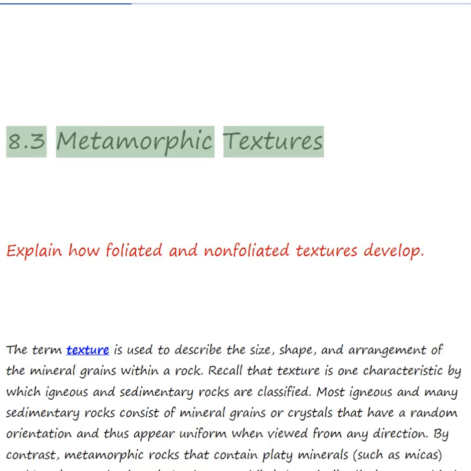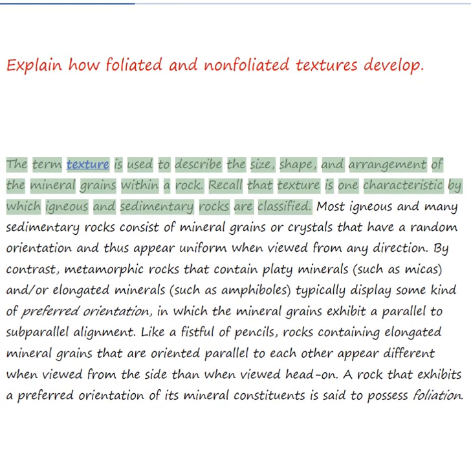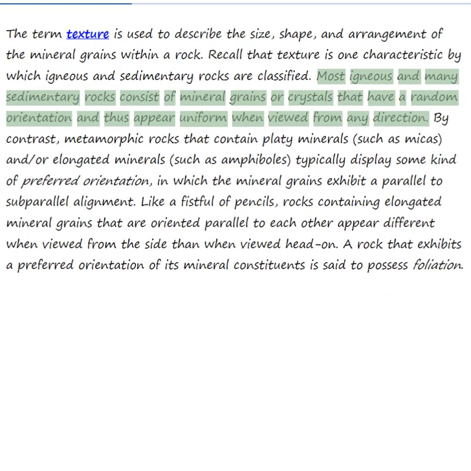8.3 Metamorphic textures. Explain how foliated and non-foliated textures develop. The term texture is used to describe the size, shape, and arrangement of the mineral grains within a rock. Recall that texture is one characteristic by which igneous and sedimentary rocks are classified. Most igneous and many sedimentary rocks consist of mineral grains or crystals that have a random orientation and thus appear uniform when viewed from any direction.